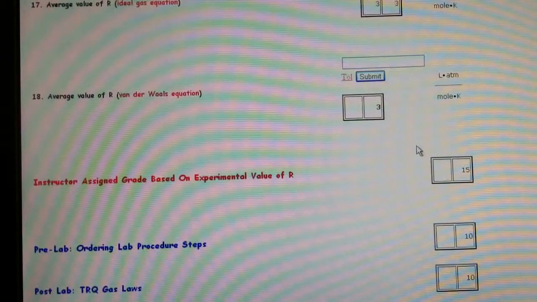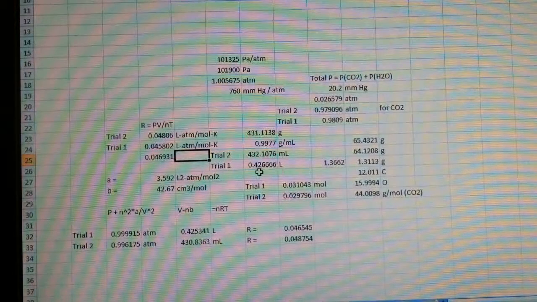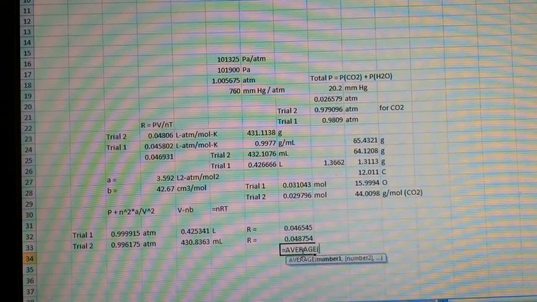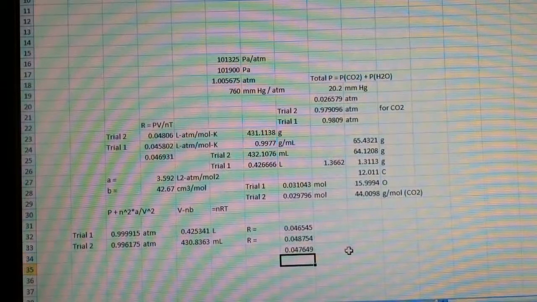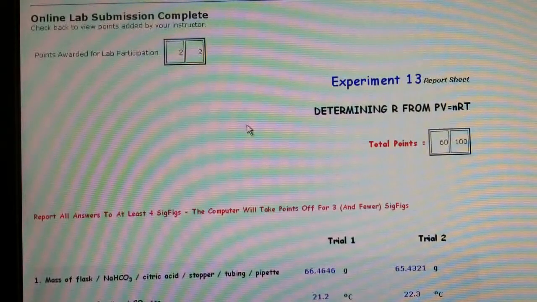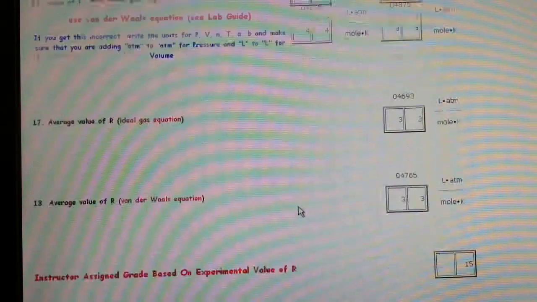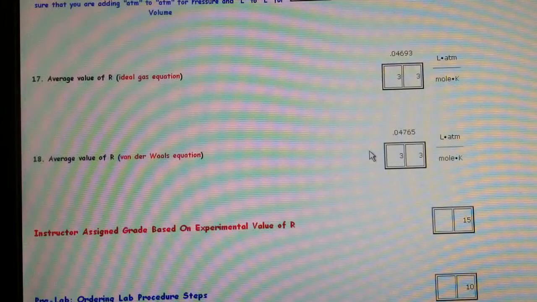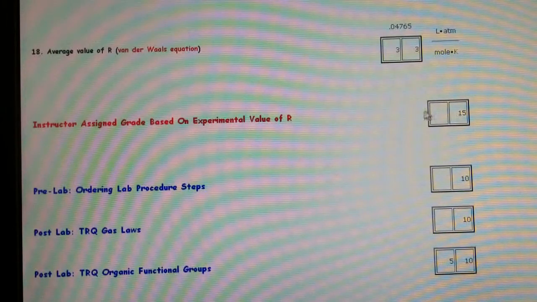Okay, and now I do the same. I want the average for the van der Waals. Well, the average for the van der Waals is 0.04765. Okay, and now I'm done. I have completed all of the entry. The rest of this will be the instructor assigned grade.